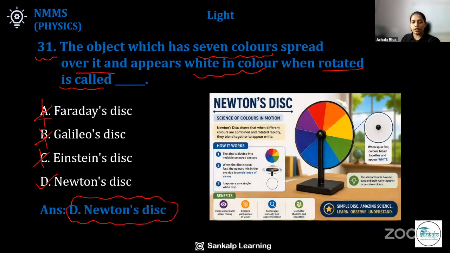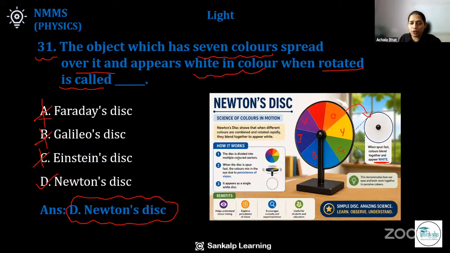This is Newton's disc, which contains seven colors. These are VIBGYOR colors, and Newton's disc shows that when different colors are combined and the disc is rotated rapidly, all the colors blend together to appear white, like this. When spun fast, the colors blend together and appear white.